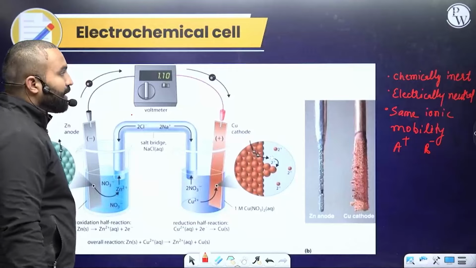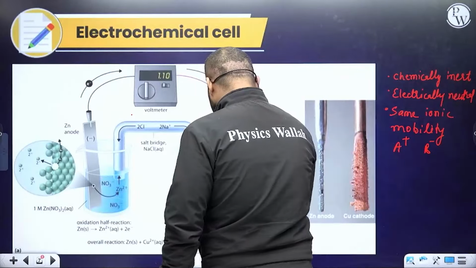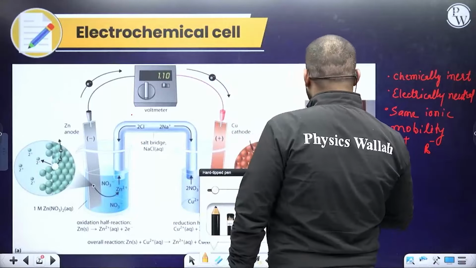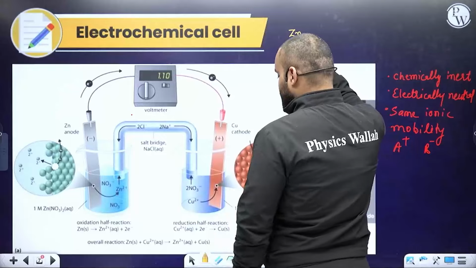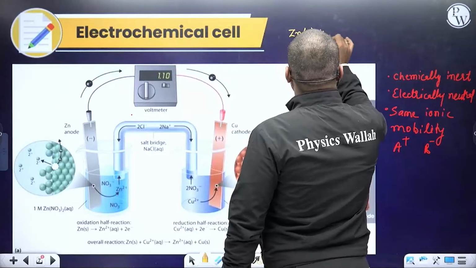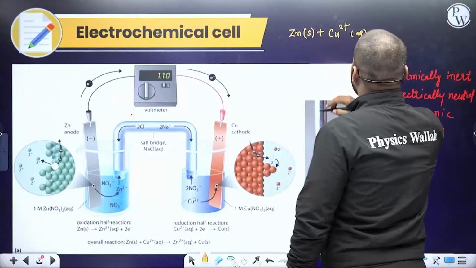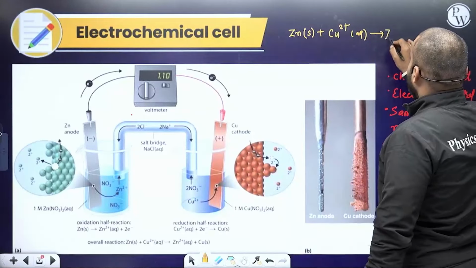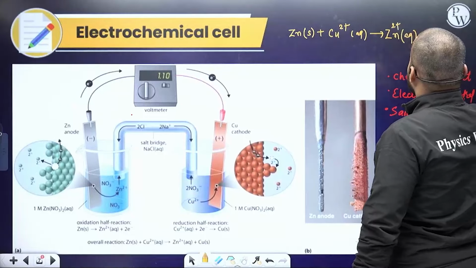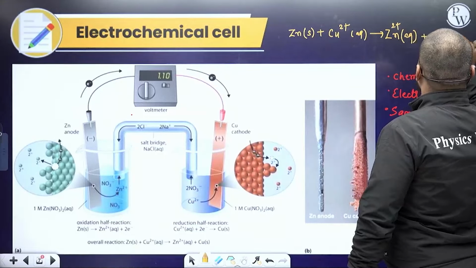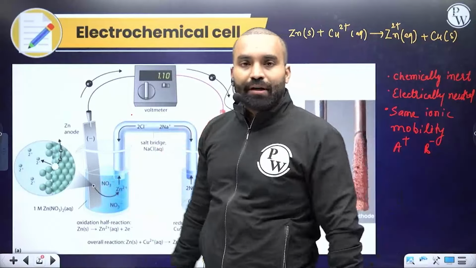Okay, so the overall reaction of this cathode and anode can be written like this: zinc, which is undergoing oxidation, plus copper 2 plus aqueous, gives zinc 2 plus and copper becomes solid. Mention all these phases, everybody. It's good for scoring better marks. Is there any electron in this reaction? Are you seeing any electron written in this reaction?